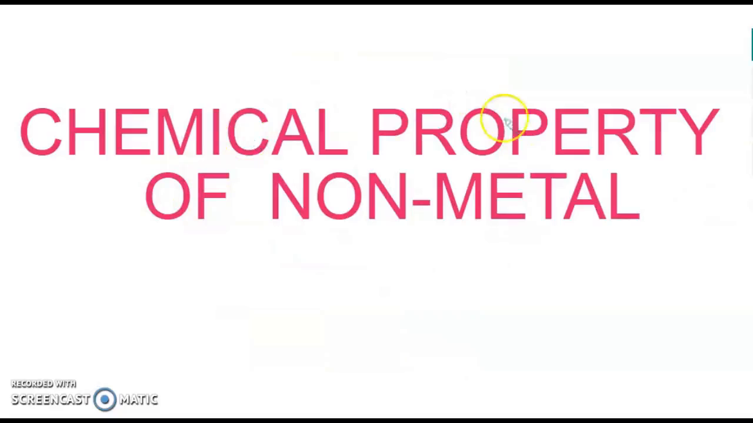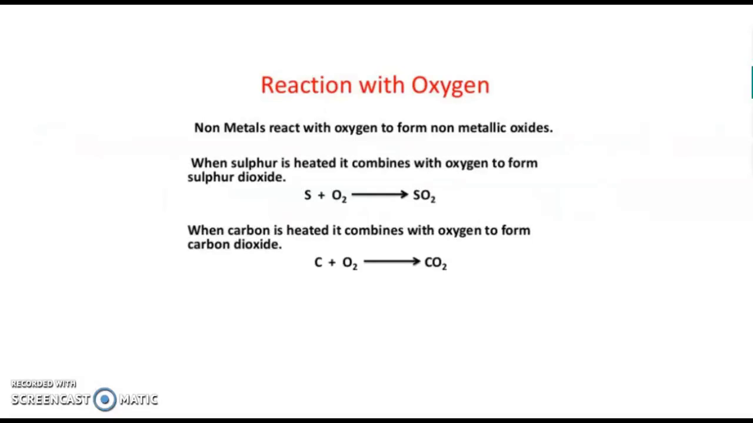Now let's see some of the chemical properties of nonmetals. First, what happens when a non-metal, such as sulfur or carbon, reacts with oxygen? When it reacts with oxygen, it forms a non-metal oxide. So non-metals react with oxygen to form non-metal oxides. Like metals form metal oxides, the non-metals form non-metal oxides. So let's see two examples.